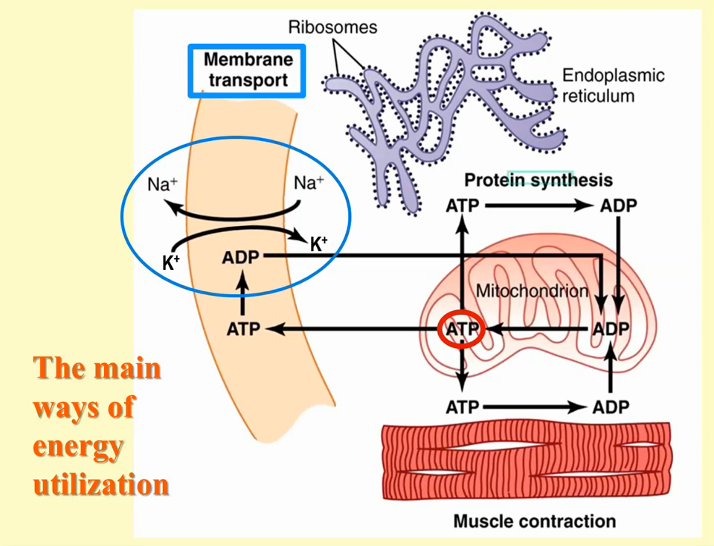Then also synthesis of proteins in the endoplasmic reticulum requires energy, ATP. And muscle contractions. As you remember, each muscle contraction requires a lot of ATP molecules. For each sarcomere, for one cycle of interaction of actin and myosin filaments, we need one molecule of ATP. But taking into account how many sarcomeres muscles have, and how many cycles per second they perform for contractions, you can imagine how many molecules of ATP must be used for muscle contractions.